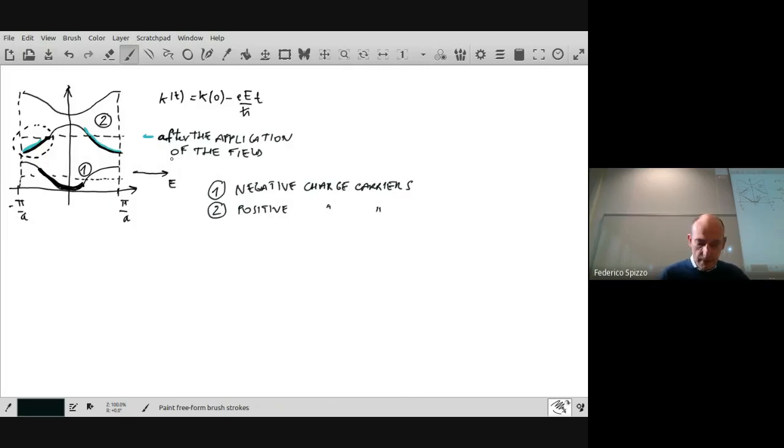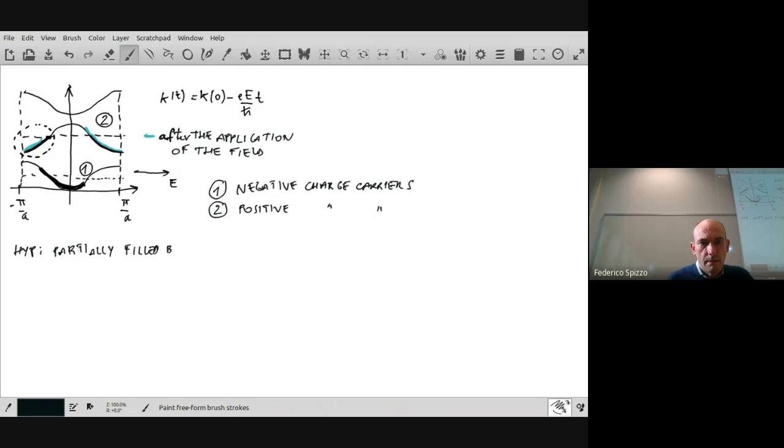One approach is the following. If we make the hypothesis to have a partially filled band, and we want to estimate the amount of current that band is able to transport in the system, then we may use the definition of current density, and that is equal to minus e, the integral over the occupied levels of d3k over (2π)^3.